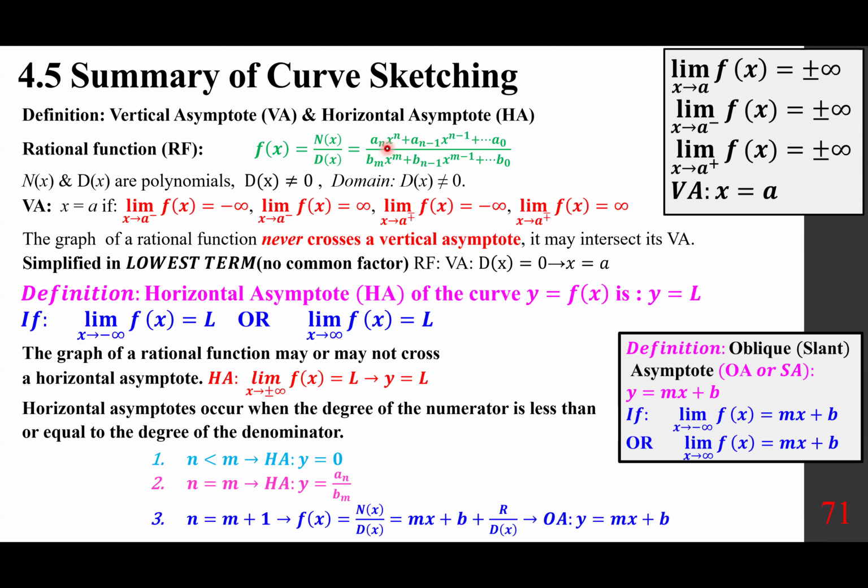If n is precisely m plus 1, that means the degree of the numerator is larger by only 1, you divide, either long division or synthetic division, and it becomes mx plus b and some remainder. Then this part, y equals mx plus b, is the equation of a slant or oblique asymptote, everybody. So that's pretty straightforward.